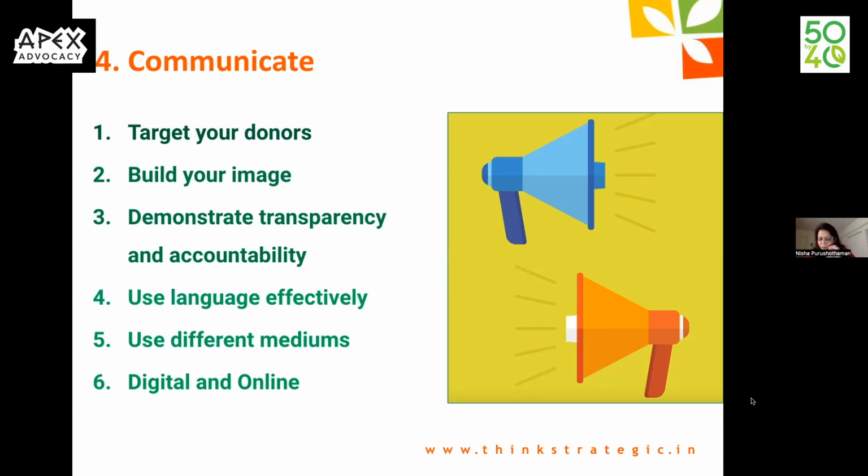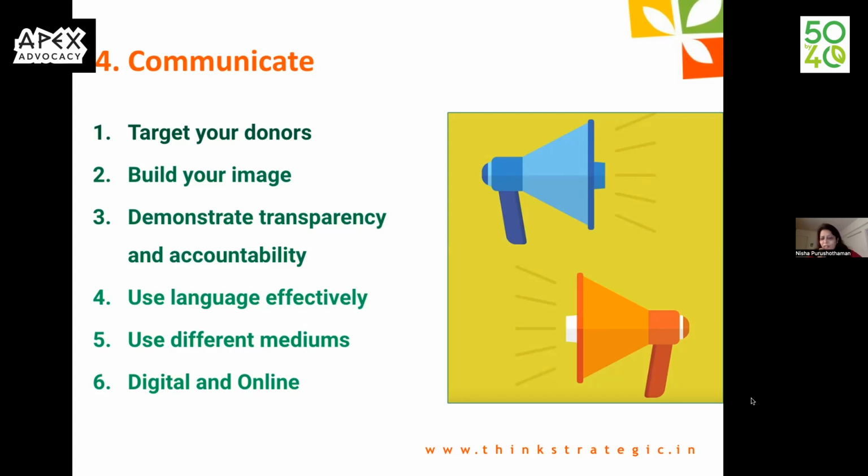Build your image. It's important to build our image, because transparency, credibility, and accountability are things that are very, very crucial in some parts of the world, where voluntary organizations, civil society organizations are not really famous for being very open about where the money comes in and where it goes, right? So we need to be building our image on where we're getting money from, how we're spending it, and being transparent about how we're spending it.